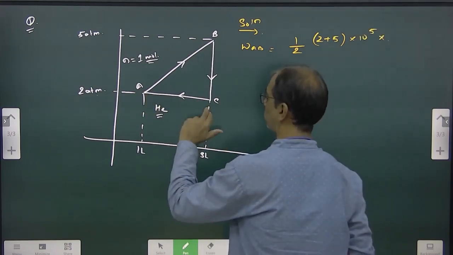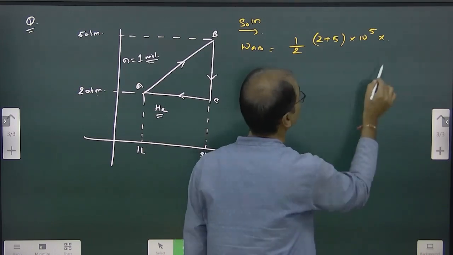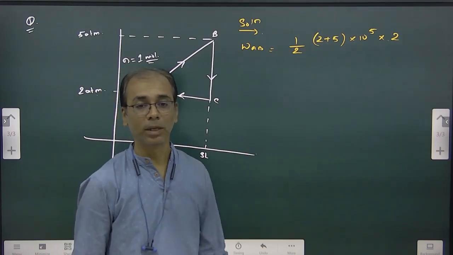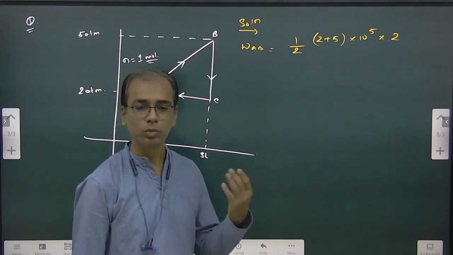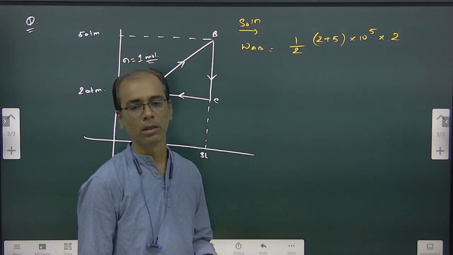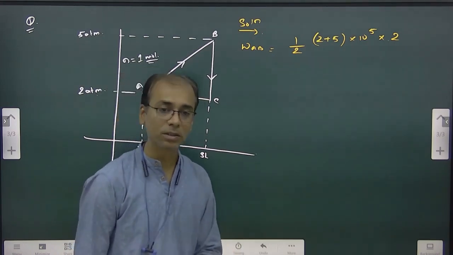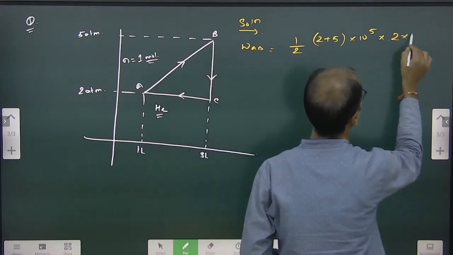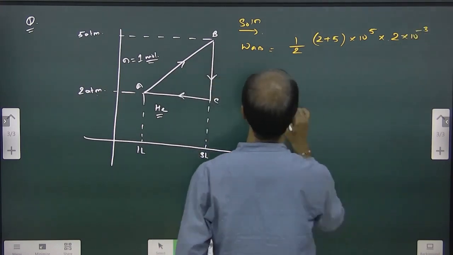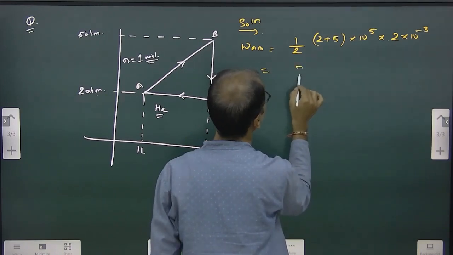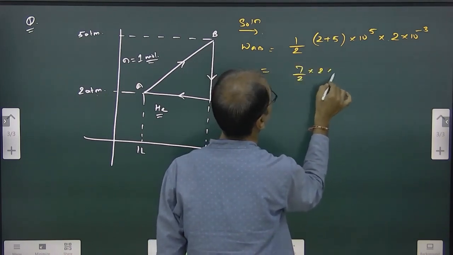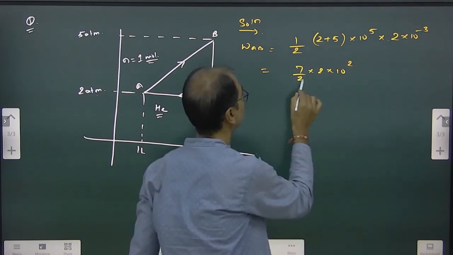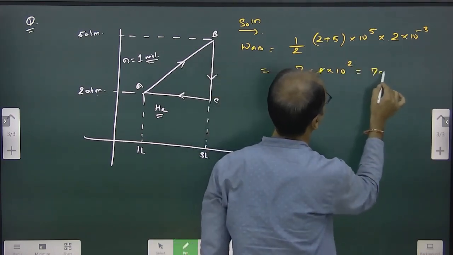V2 minus V1 is 3 liter minus 1 liter. That is 2 liter. We have to convert this into meter cube. 2 liter means 2000 ml, 2000 cc, and 1 cc equals 10 to the power minus 6 meter cube. So it will become 2 into 10 to the power minus 3. Now everything is in joule. Okay, 7 by 2 into 2 into 10 to the power 2. This is 2 into 10 to the power 2. 2 and 2 cancel. Answer is 700 joule.